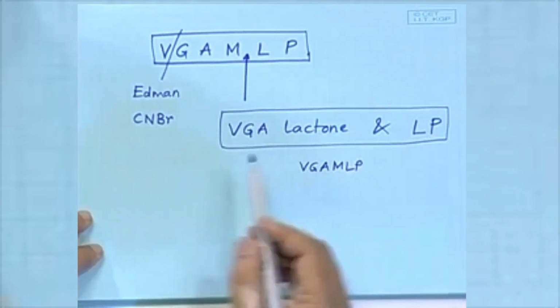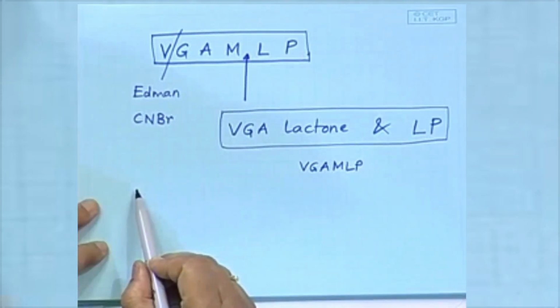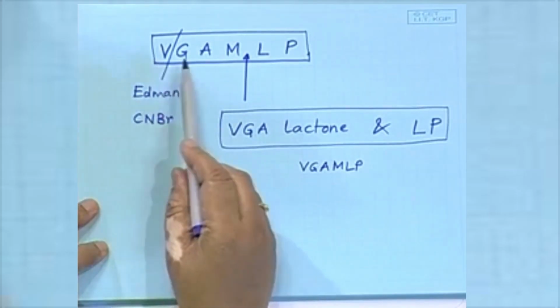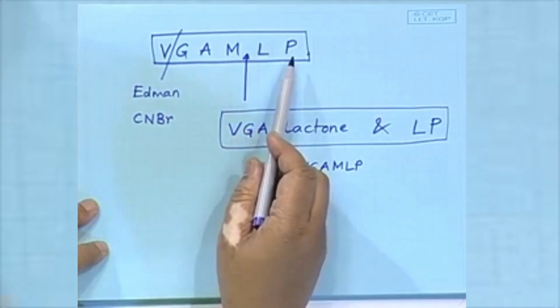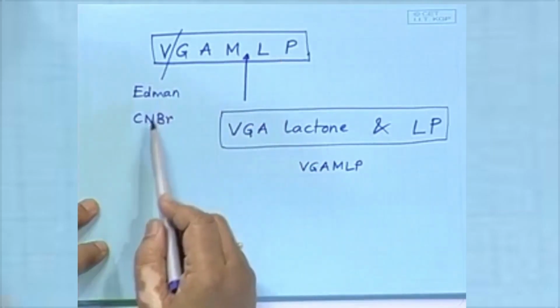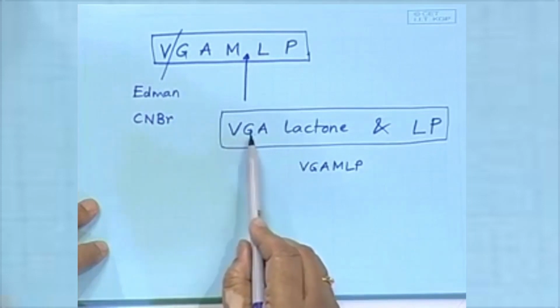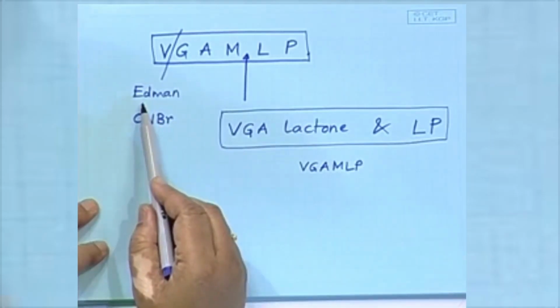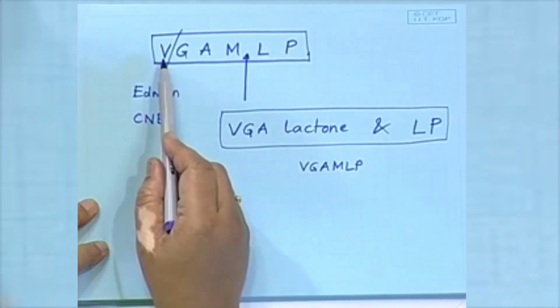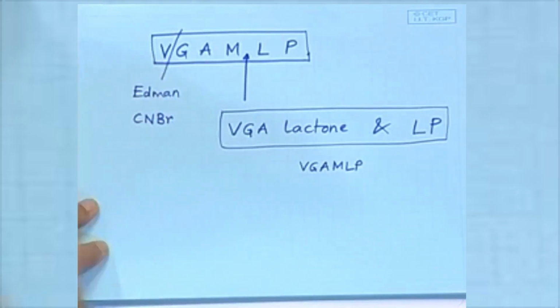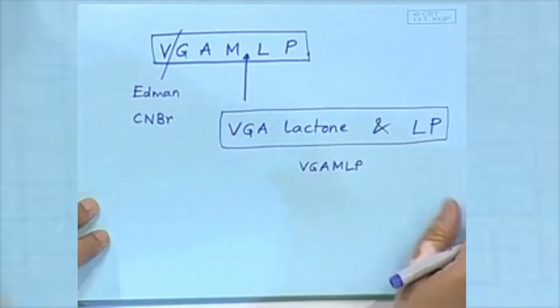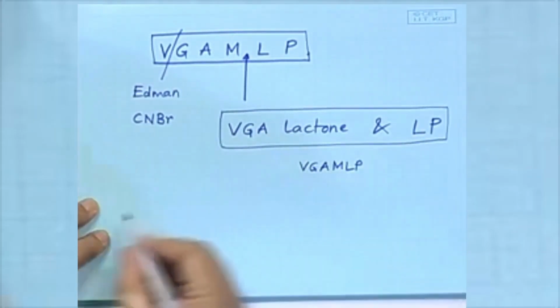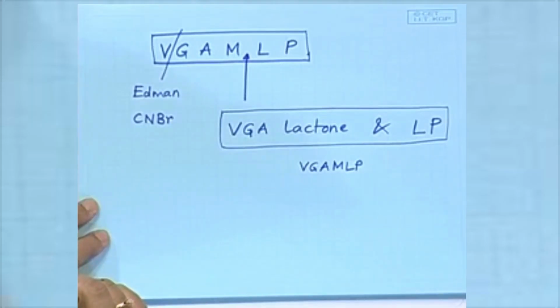So now if I tell you that I have a particular sequence, VGAMLP, I know that if I treat it with CNBr, I am going to get a VGA lactone and LP. If I do Edman's degradation, I am going to figure out which one is the amino terminus of the peptide chain. Okay? So this gives us a way to actually fragment the polypeptide chain. What do I mean by that?